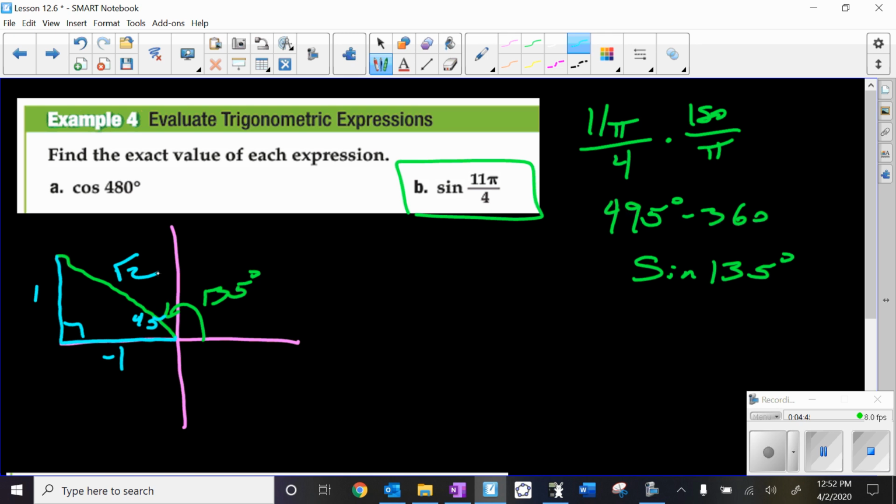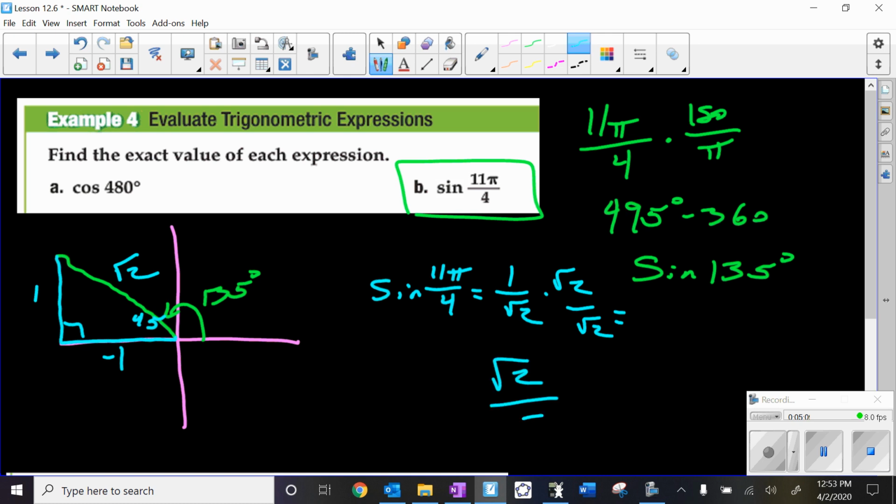Sine is opposite over hypotenuse. So opposite of the 45 is going to be 1. The hypotenuse is going to be square root of 2. So sine of 11 pi over 4 equals 1 over square root of 2. Rationalize: square root of 2 over square root of 2 gets us an answer of square root of 2 over 2 as our answer.